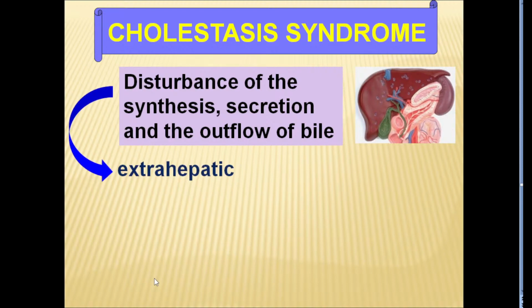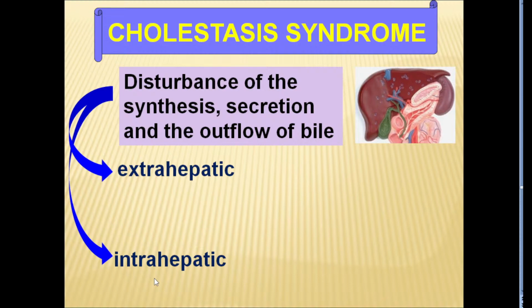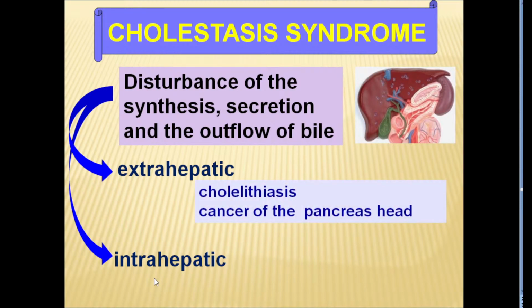We are talking about cholestasis, and it can have extrahepatic and intrahepatic origin. Extrahepatic origin is cholelithiasis or a cancerous process in the pancreas. In other words, it is obstruction of the bile duct, the common bile duct, or the gallbladder bile duct.